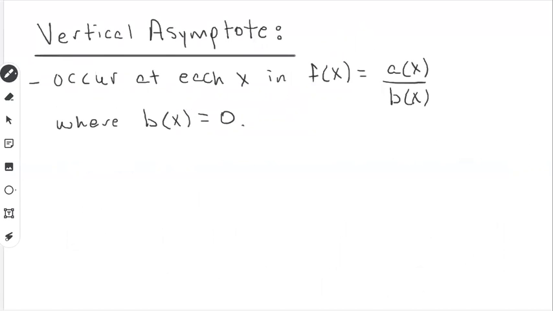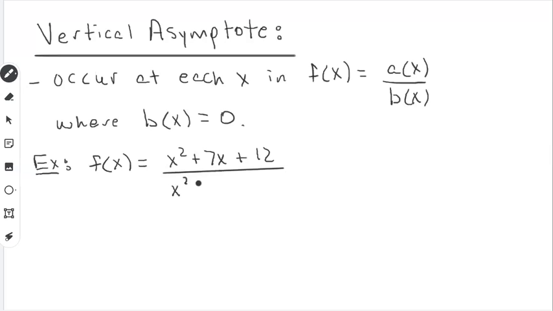So just as an example, we've been talking about this function for a while now. So let's find the vertical asymptotes of this function. The x squared plus 7x plus 12 on top. And on the bottom, we're going to have x squared plus 8x plus 15, right? And we know that we can reduce this down to what? x plus 4 over x plus 5, I think.